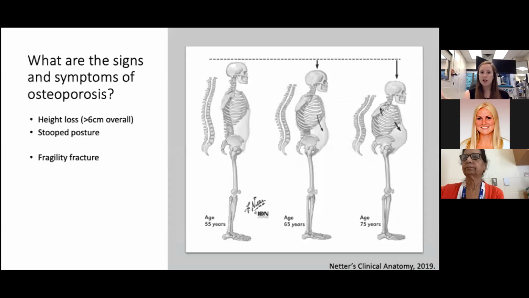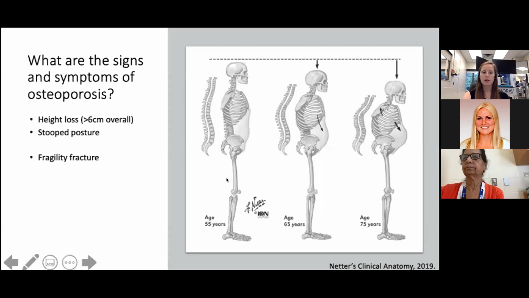Okay, so what are the signs and symptoms of osteoporosis? How do you know if you have it? Well, often osteoporosis is what we would term a silent disease, meaning you don't actually know that you have it until you have one of its consequences. There are a few symptoms and signs that we can look for to help tip us off that maybe that's what's happening though. One of those is height loss. So if you lose more than 6 centimeters, which is actually quite a lot from your peak height.